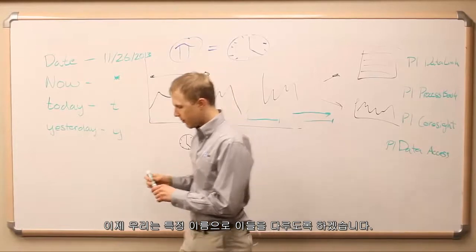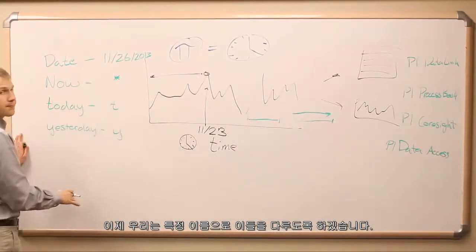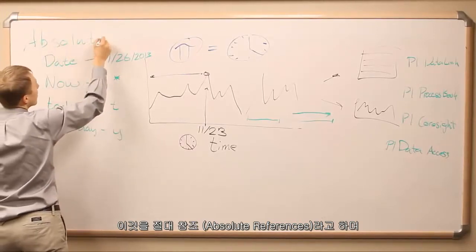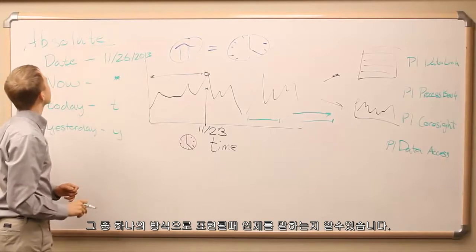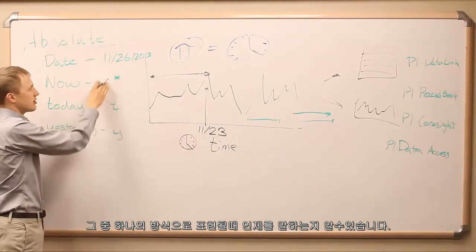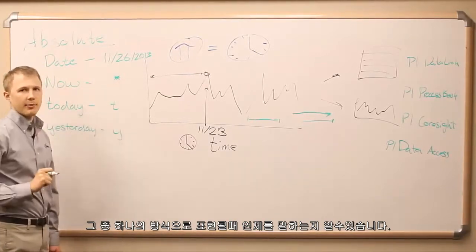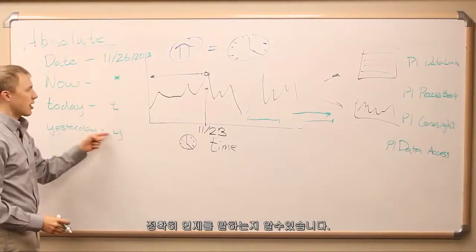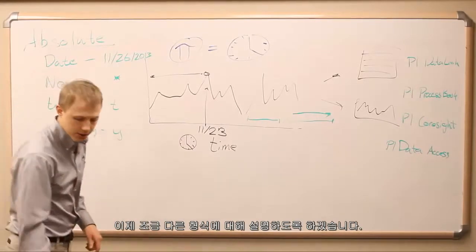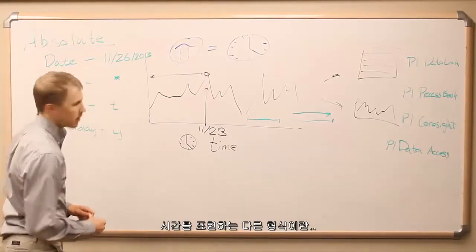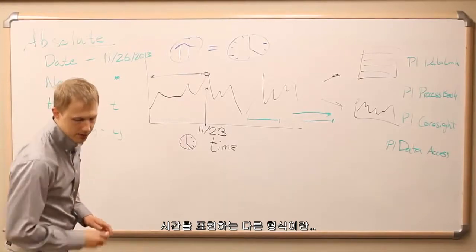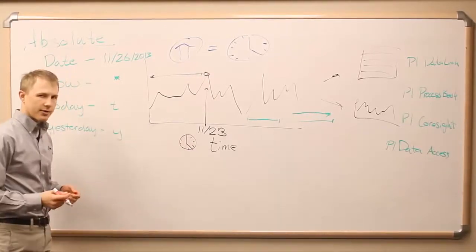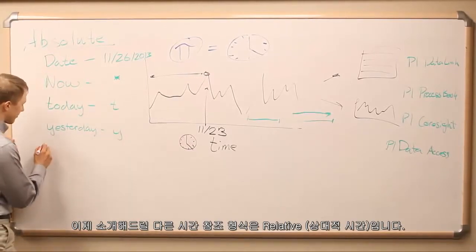Now, we refer to these with a particular type of name. We refer to these as absolute references, meaning if I were to give you one of these references, you would know what time I was talking about. Even if that time is changing as time moves, you know exactly where I'm talking about. Now, this is in contrast to the other type of time reference, which is something called relative.